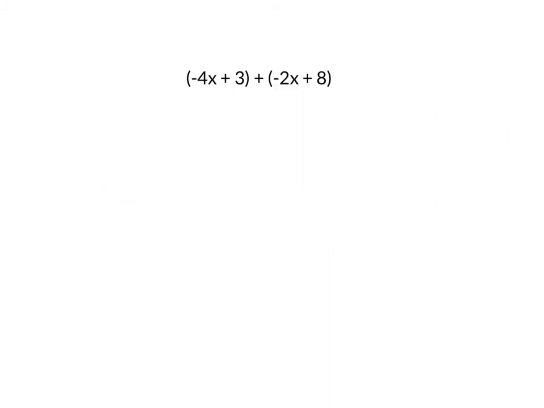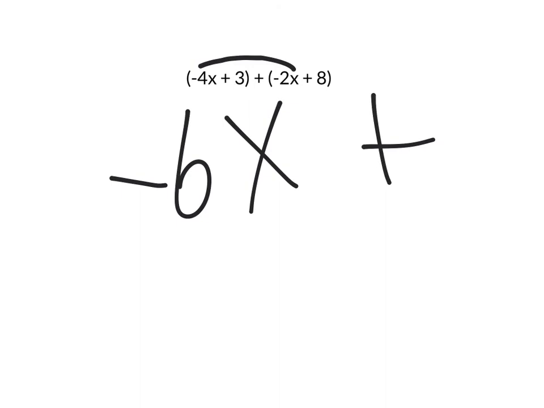So for this problem, we have -4x plus 3 plus -2x plus 8. I'm going to start with the -4x, and then I see a -2x over here, and that is -6x if you add those. And then we have 3 and 8 that are alike. We add those and we get 11, so -6x plus 11.